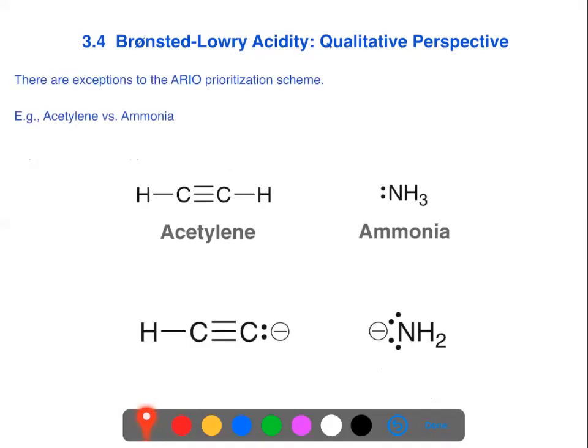Now, there is one exception to the ARIO system that I want you to be aware of, and that's shown in this particular example. When we compare acetylene or ethyne, the simplest example of an alkyne, with ammonia, NH3. So when we look at the conjugate bases of ethyne and ammonia, we end up with the ethynide ion and what's called the amide ion.